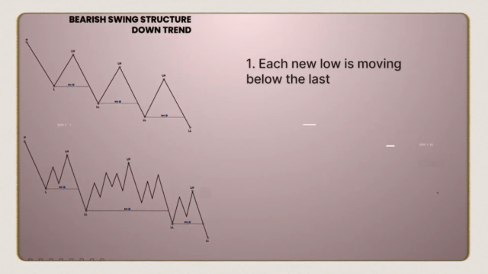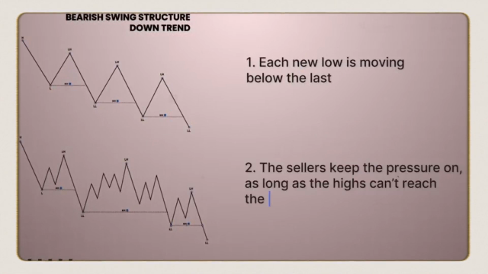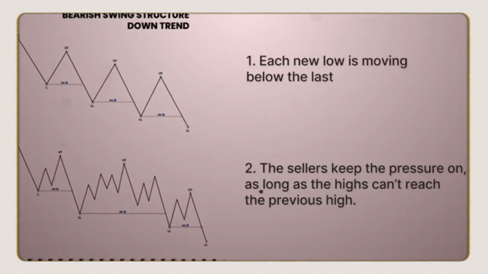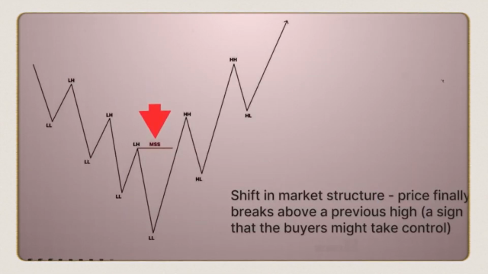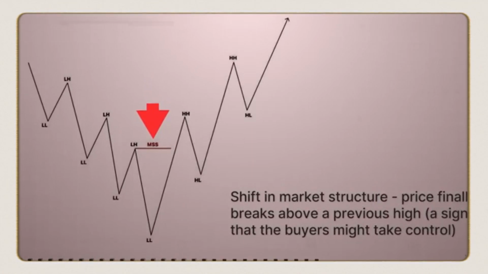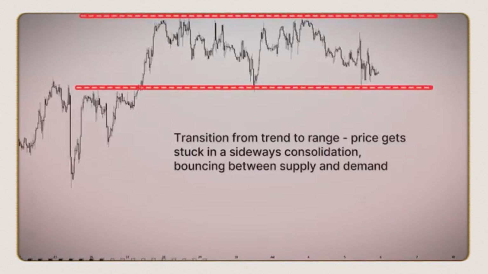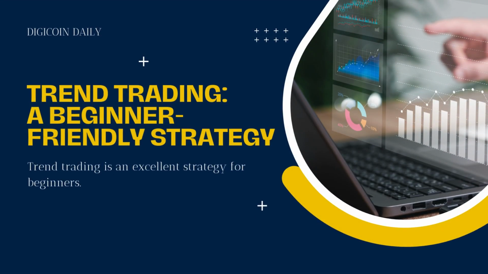Downtrend. Think of a slide where each new low dips below the last. Sellers maintain pressure as long as the highs don't surpass the previous ones. However, if the price breaks above a previous high, it suggests that buyers might regain control, signaling another market structure shift. Sometimes the market takes a break from trending, and prices move sideways, bouncing between supply and demand levels, a phase known as consolidation.